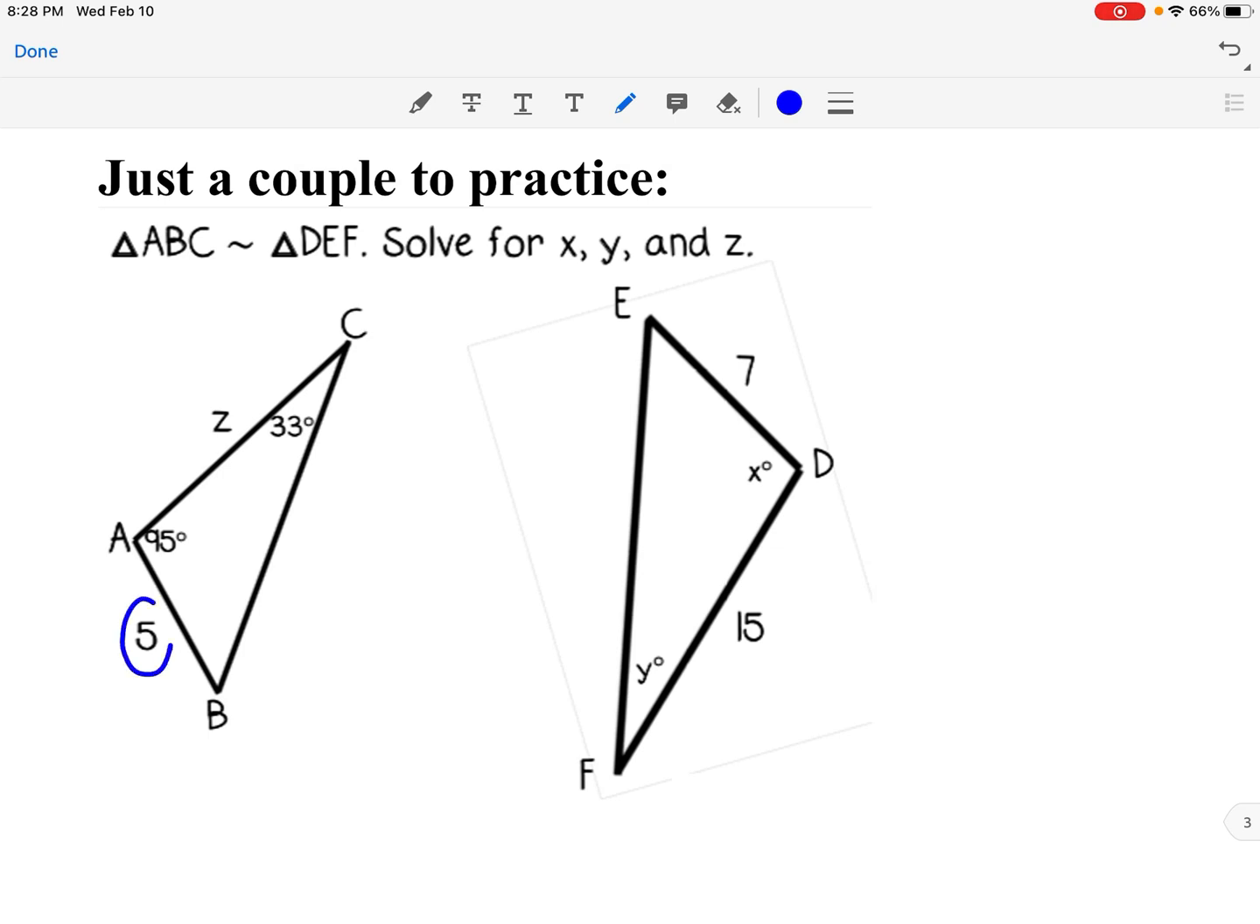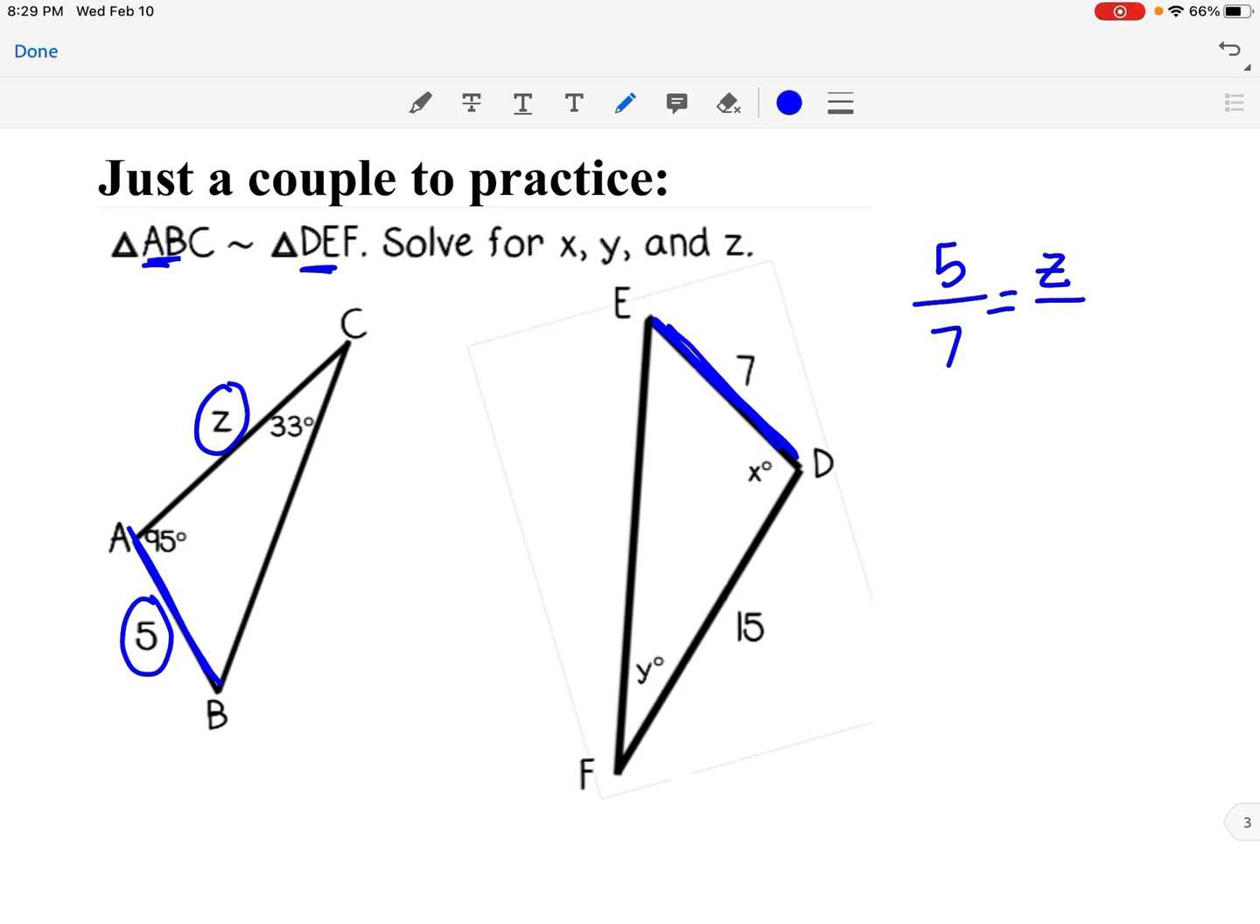So I have a side here and a side here. So I'm assuming that's what I'm going to use in my proportion. So 5 and z are coming from the same triangle, so I put those both on top. And then I have to figure out what corresponds with them. So 5 came from side AB. If I'm looking up here, AB corresponds with DE. So that's going to correspond with this one. So I'm going to put the 7 on the bottom of this one.